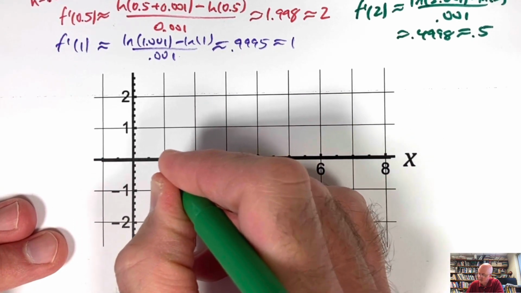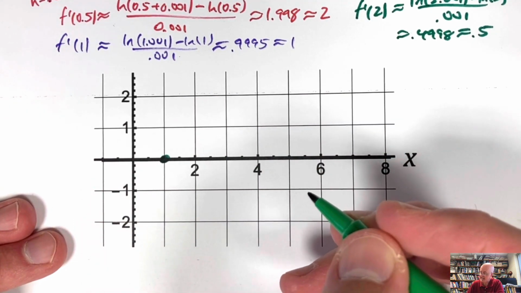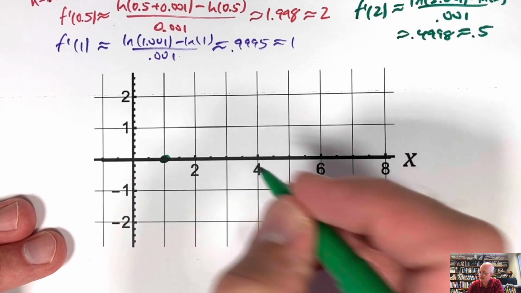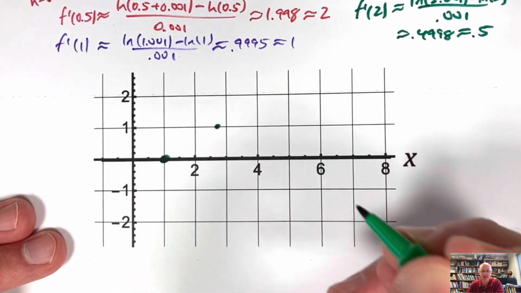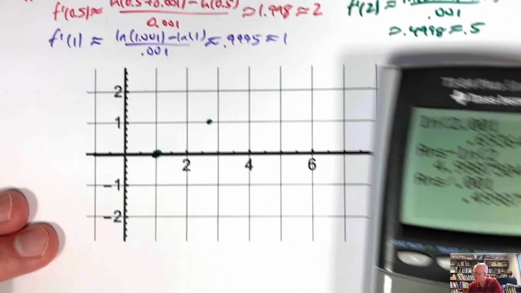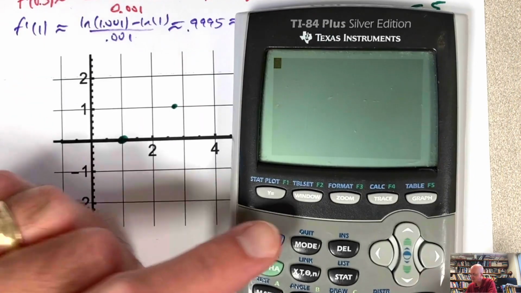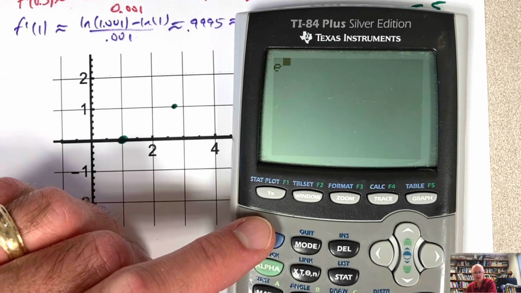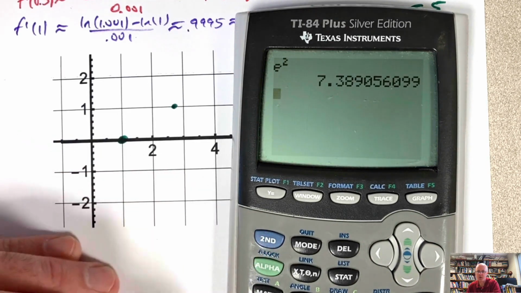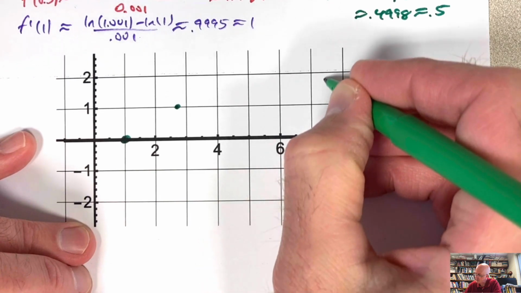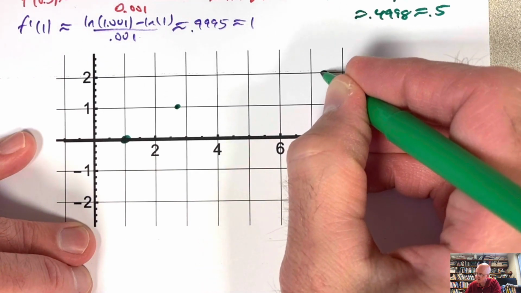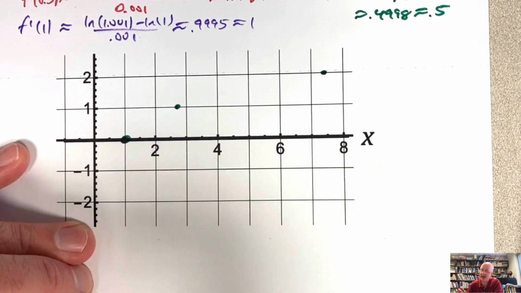ln of 1 is 0. I can plot that point. ln of e, where e is about 2.71828, is 1. E would be right around here. ln of e squared would be 2. What is e squared? E squared is about 7.4. When x is about 7.4, right about there, the output of the function is exactly 2. Technically, it's only exactly 2 at e squared.